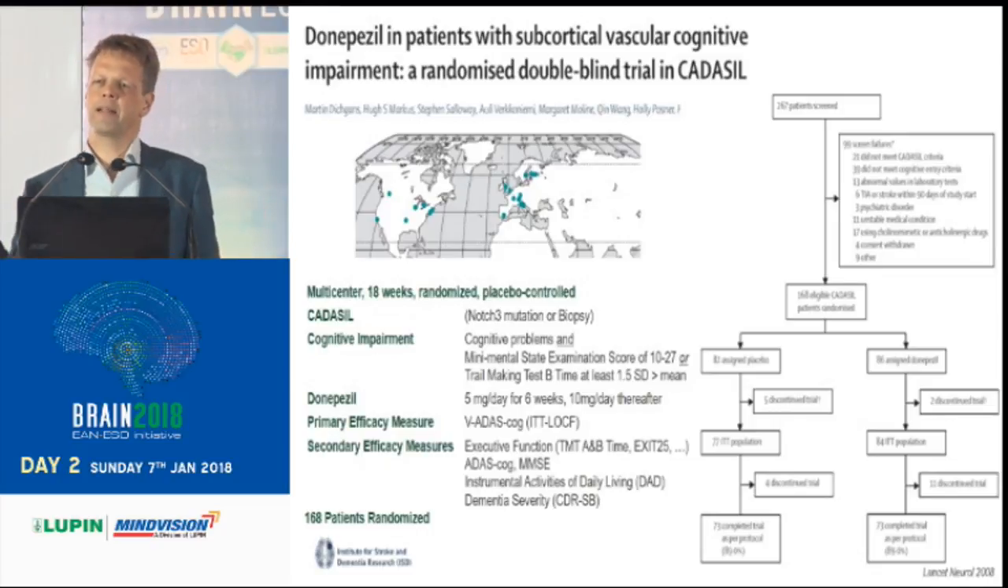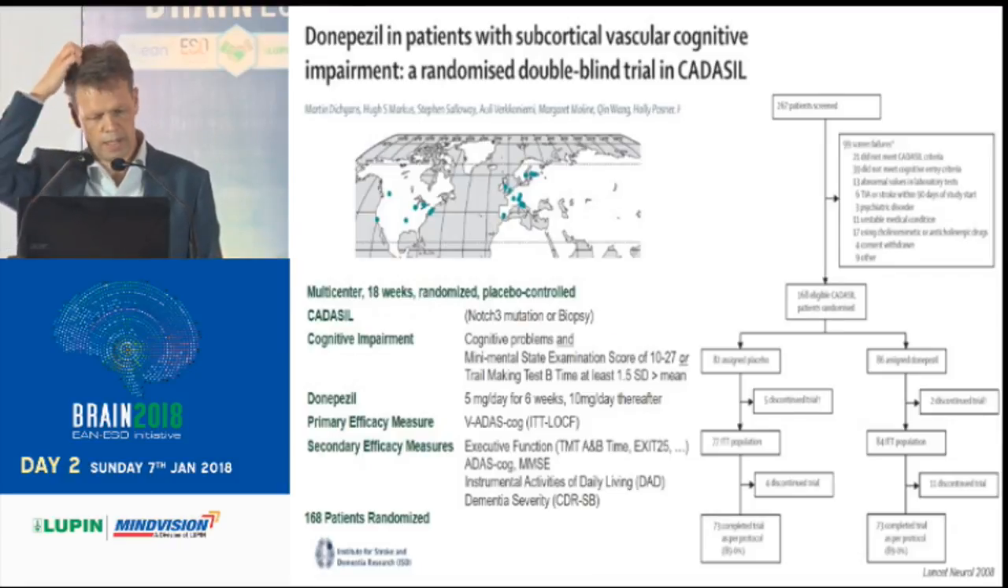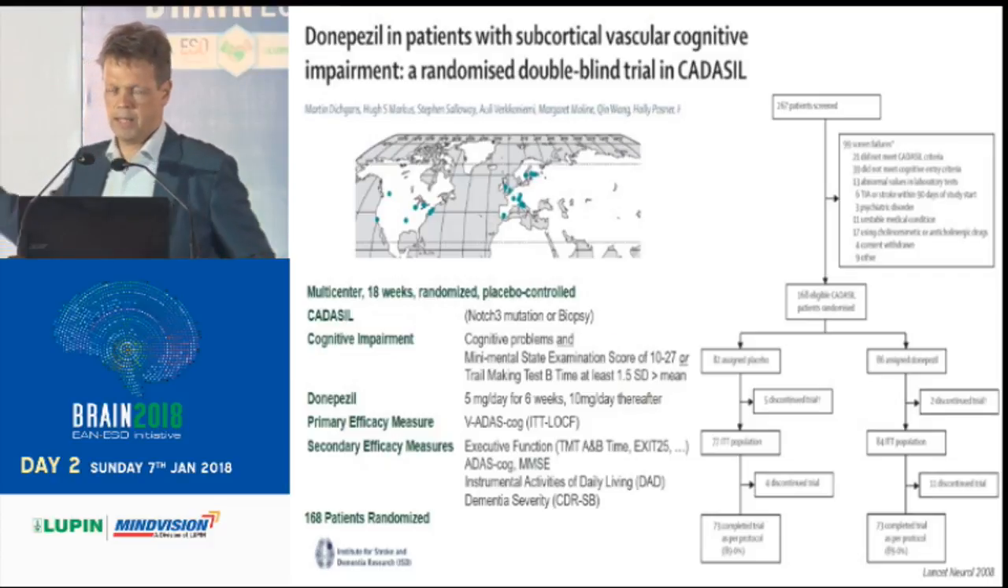So we did this trial in CADASIL patients because we reasoned that they are young, they have a defined etiology, they have no comorbid Alzheimer pathology because they are young. So it's a proof of concept trial done here in Notch3 mutation carriers with a cognitive problem, a mini-mental state examination score between 10 and 27, and we treated them with 5 milligram donepezil, and after 6 weeks we switched to the higher dose. And this is the randomization scheme.